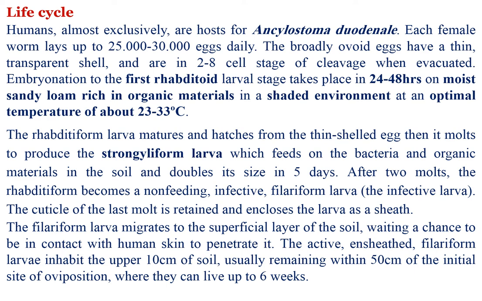Then it molts to produce the strongly formed larva, which feeds on the bacteria and organic materials in the soil and doubles its size in 5 days. After 2 molts, the rhabditiform becomes a non-feeding infective filariform larva, the infective larva. The cuticle of the last molt is retained and encloses the larva as a sheath. The filariform larva migrates to the superficial layer of the soil, waiting for a chance to be in contact with human skin to penetrate it. The active ensheathed filariform larvae inhabit the upper 10 cm of soil, usually remaining within 50 cm of the initial site of oviposition, where they can live up to 6 weeks.